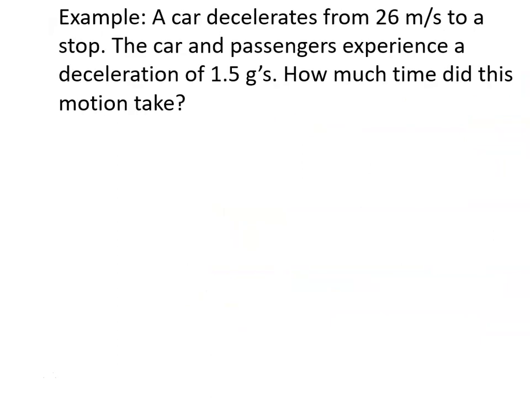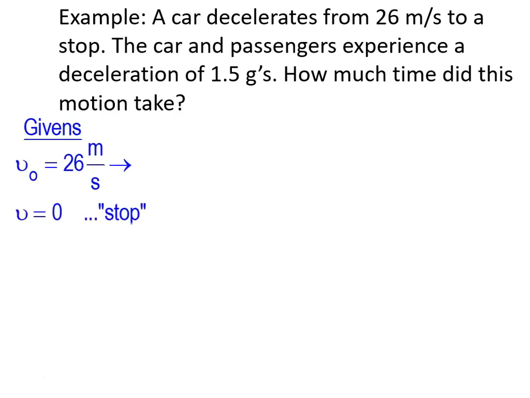A car decelerates from 26 meters per second to a stop. The car and passengers experience a deceleration of 1.5 g's. How much time did this motion take? Well, you have your givens. Initial velocity is 26 meters per second. Final velocity is 0 because it says it came to a stop. And since it's slowing down, and we're calling our velocity positive, the acceleration must be negative. Remember, when things are speeding up, the acceleration and the velocity have the same sign. When things are slowing down, acceleration and velocity have opposite signs. So acceleration is minus 1.5 g.